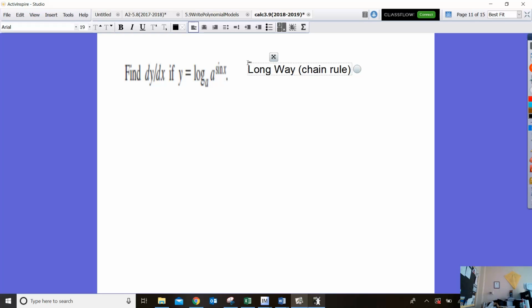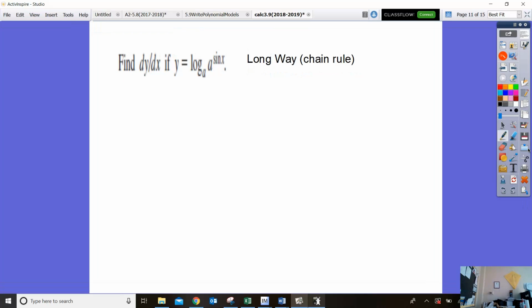Now, when I first look at the setup here, I have a log base a of u. This is log base a of u, where u is a raised to the sine of x. So I'm just going to follow my setup: dy dx. That was log base a of a. That's what we just did, right? We're going to roll it.